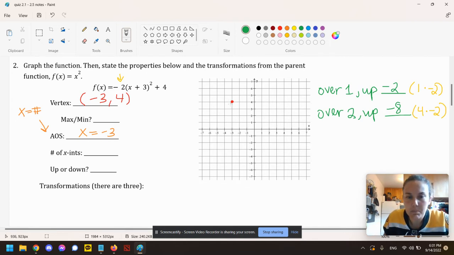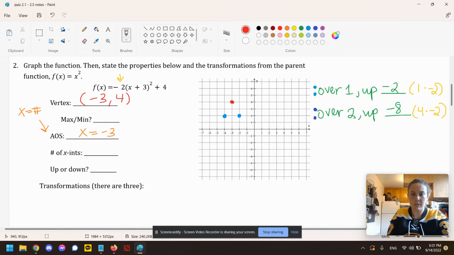All right, let's plot our next 2 points. I'm going to do these 2 points in light blue and these 2 points in dark blue. My light blue points, I start at the vertex, I move over by 1, and I move quote unquote up by -2, which just means down by 2.